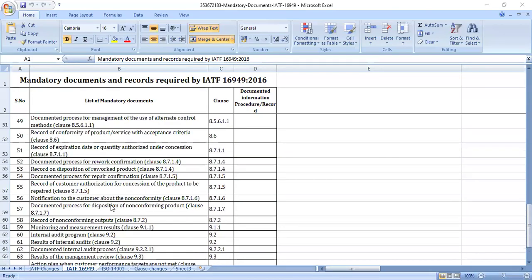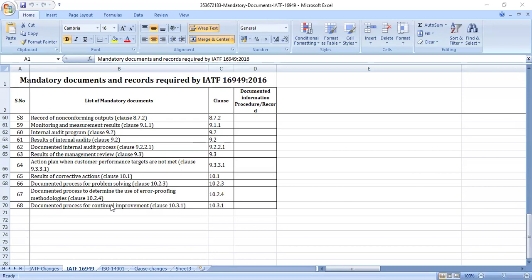We implement the standard. We will prepare all these documents for your client companies.